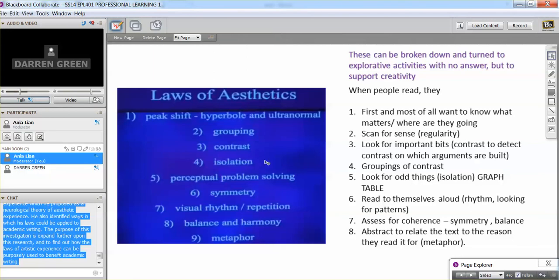All right. So what are all of those grouping, contrasts, and what are the peak shifts? What's the job of that particular thing? Well, the job is to create a strong, to exaggerate. So isolation is exaggeration, contrast is exaggeration, grouping is exaggeration, you know, so all of that. And then you can think, so we have a job. So what experiences can be provided for the students in order for these peak shifts, groupings, contrasting, and isolation to be experienced?